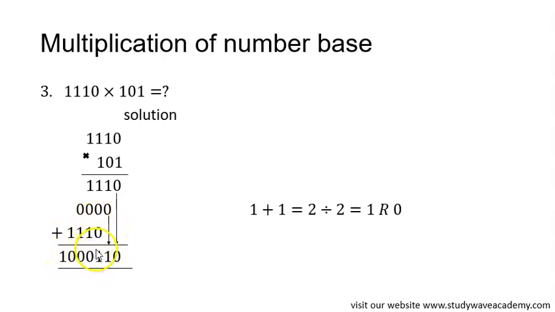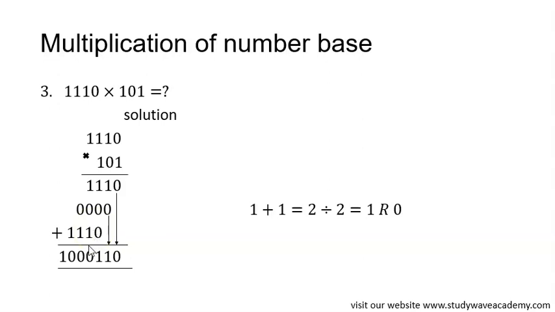We add together. So 0 plus nothing is 0. 1 plus 0 is 1. 1 plus 0 plus 0 is 1. And 1 plus 0 plus 1 is 2. Can we write 2? No. Remember, this is the binary system and it is base 2, right? So we can't write 2.